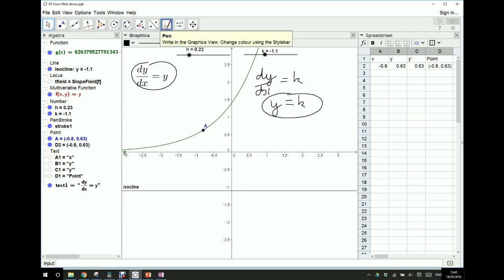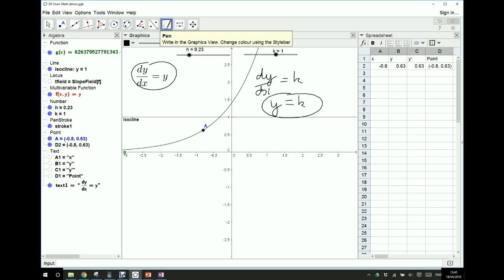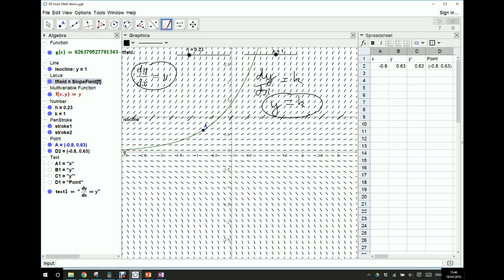What they do, though, is give you a way of sketching the tangent field easily, because if, for example, I set k to be 1, let me just drag it to 1, then I'd know that everywhere on that line the gradient is 1, and I could draw a whole bunch of little lines at 1 along here. So it's a way of being able to quickly sketch in a whole bunch of lines on your tangent field. If I turn the tangent field back on, you'll see that those match roughly with what's going on.